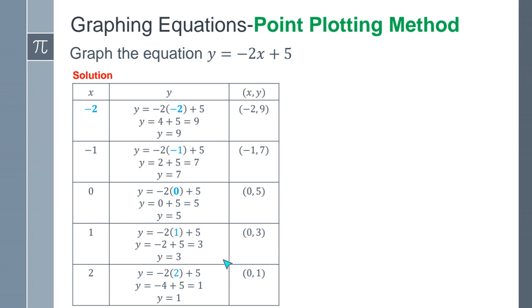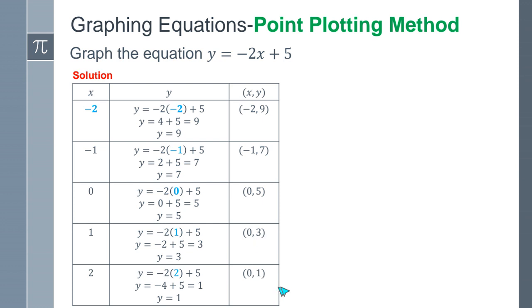For the next 2 points, we did the same thing, substituting the 1 for x, and if we simplify, we get y equals 3. So this should be a 1. And the same thing with the 2, we plug it in, and so this 0 should be a 2. So this point is 1, 3, and this point is 2, 1.